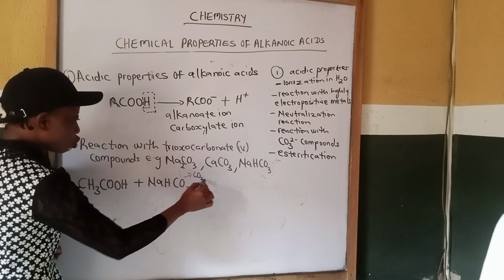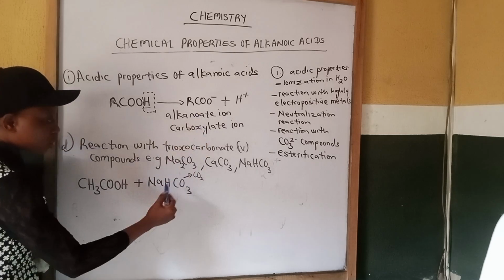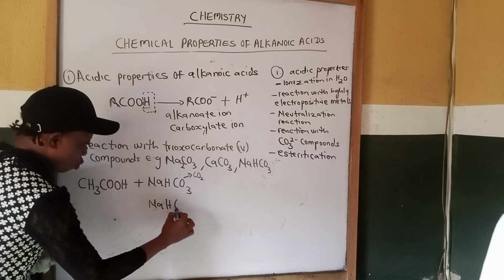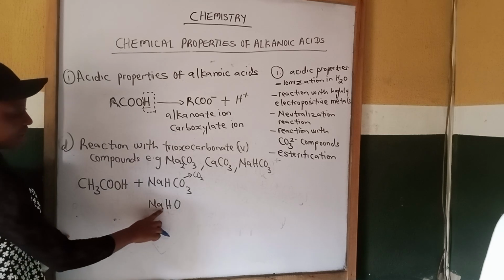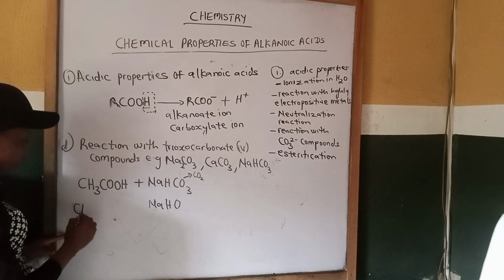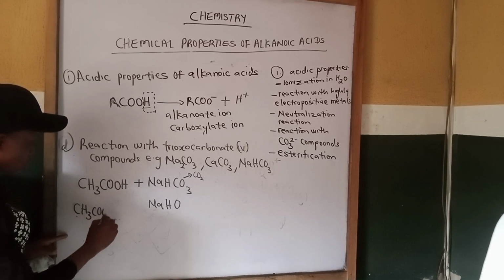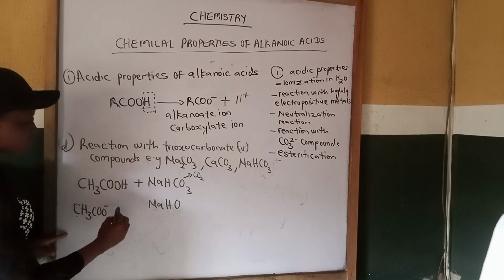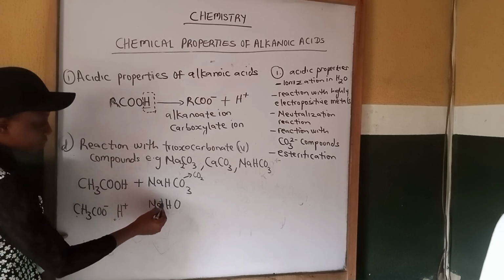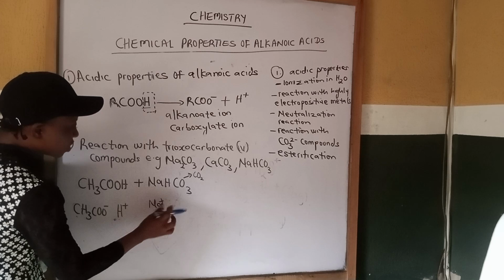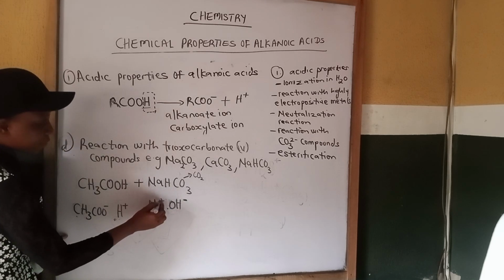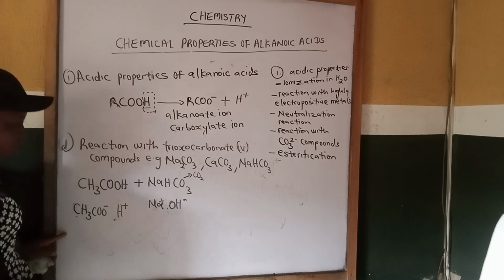So you remove CO2. CO2 will go out. So you will be left with what? NaH and one oxygen, NaHO. So this one will now decompose to CH3COO minus. The hydrogen ion will be released. So sodium is positive, then the hydroxy ion is negative. So the oxygen and hydrogen will give us hydroxy ion.